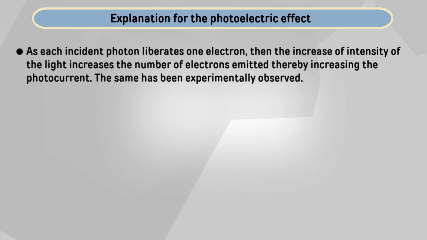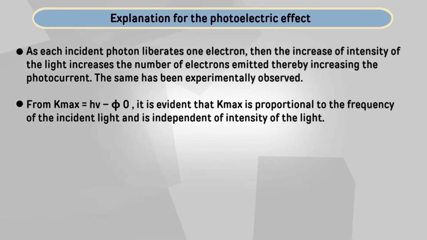So, we have different curves for the photocurrent in terms of frequency and intensity, as well as the stopping potential, and these summarize what we have observed. From K max equals h nu minus phi naught, it is evident that this K maximum, the kinetic energy of the electron, is proportional to the frequency of incident light, and it is independent of the intensity of light. This is the observation.